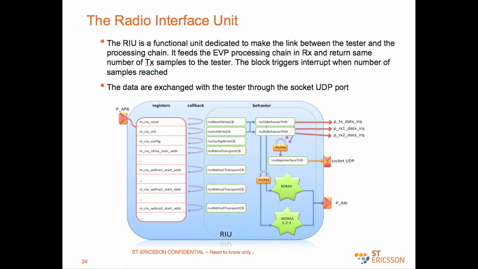Okay, on the other side we have the AXI port. So this port was used to be connected to the interconnect, and these blocks transport the data from the tester to the input memory of the EVP. So this was done through this port. Here we see the UDP socket. So this port was used to exchange the packet of data with the tester.